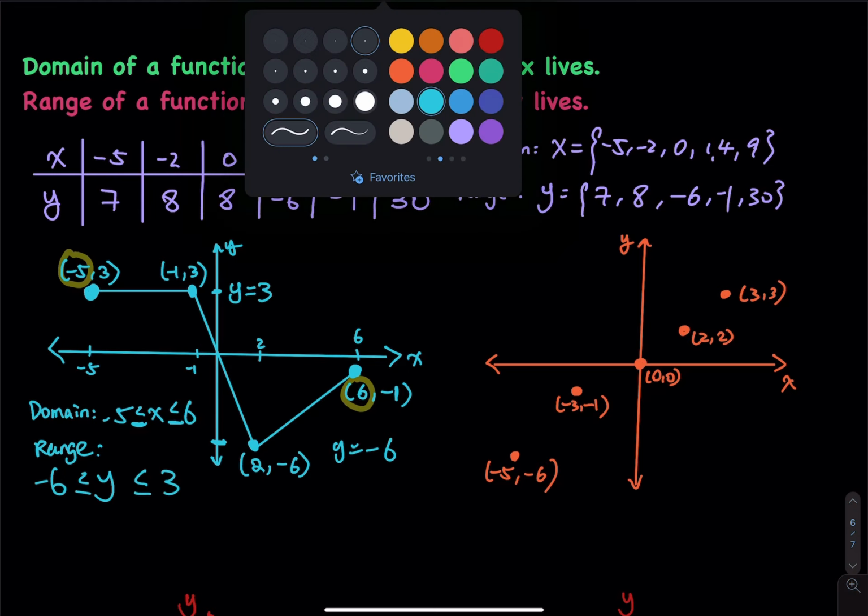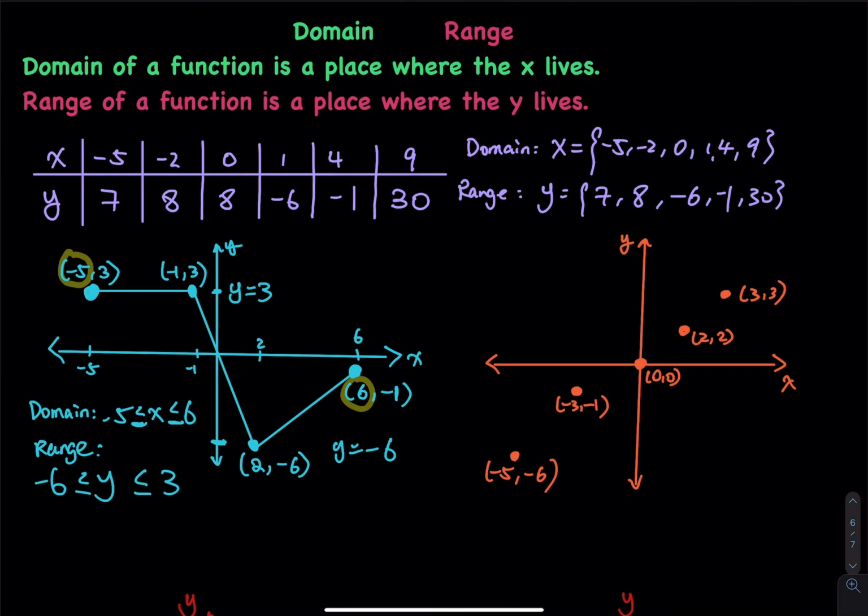So how about the next one? The next one, we have individual dots. So there is no line connecting the two dots. So we don't have to include the x values between the 2 points. For the domain, I will just take all the x values: -5, -3, 0, 2, and 3. So for domain, I will go like this. x equals, in curly brackets, -5, -3, 0, 2, and 3.